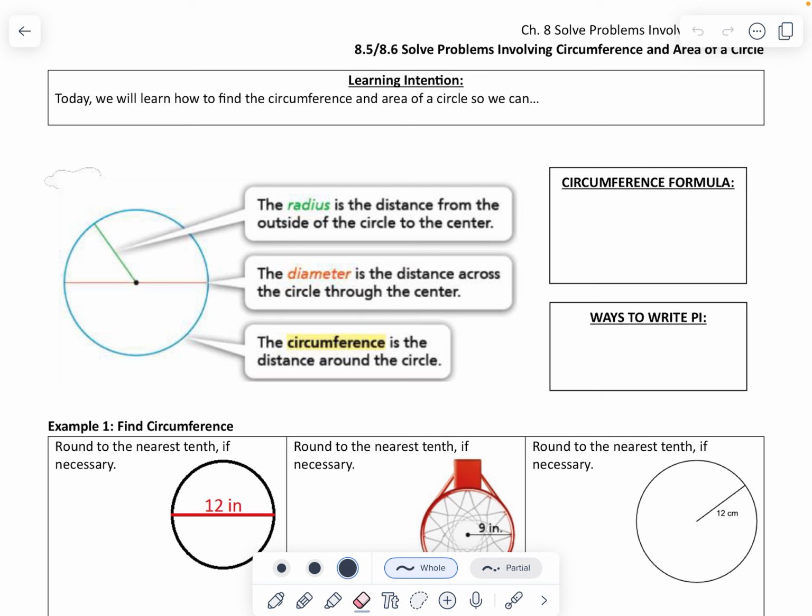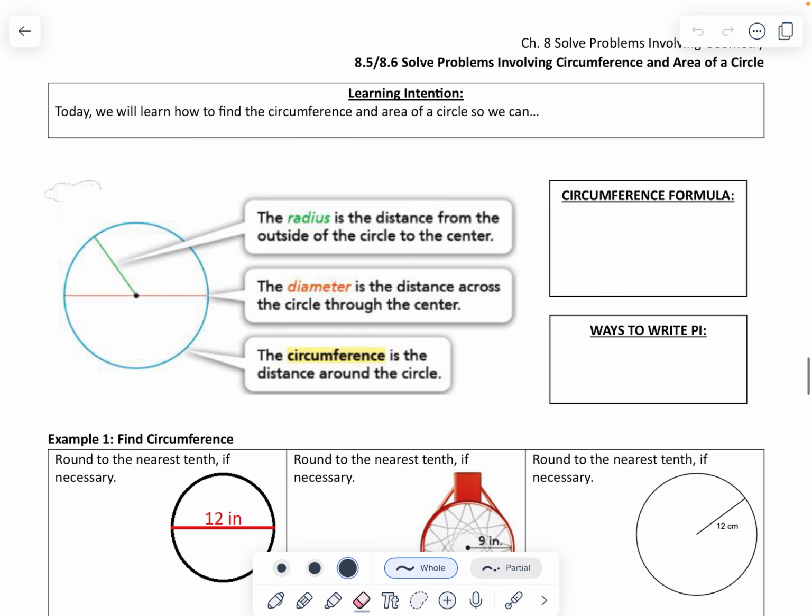Today we are going to be going over 8.5 and 8.6, which is solving problems involving circumference and area of a circle. A lot of this should be a review because we learned about circumference and area before state assessments, but we only spent one day on it, and so that's why we're spending more time on it now, hoping that you guys understand it a little more. So today we will learn how to find the circumference and area of a circle.